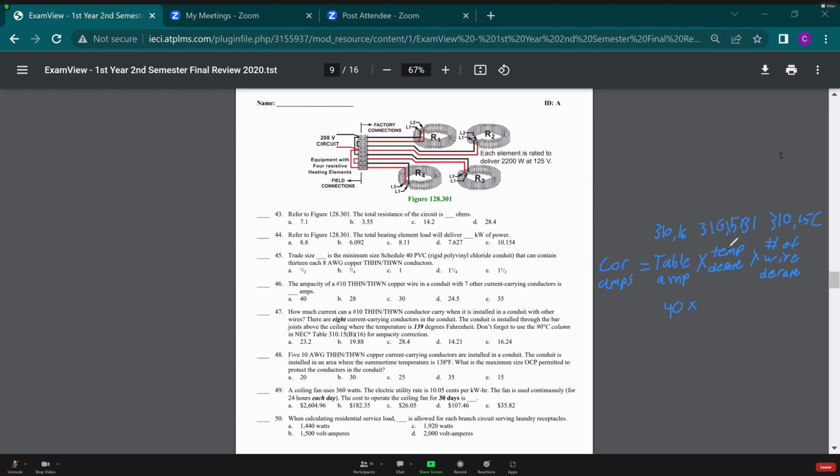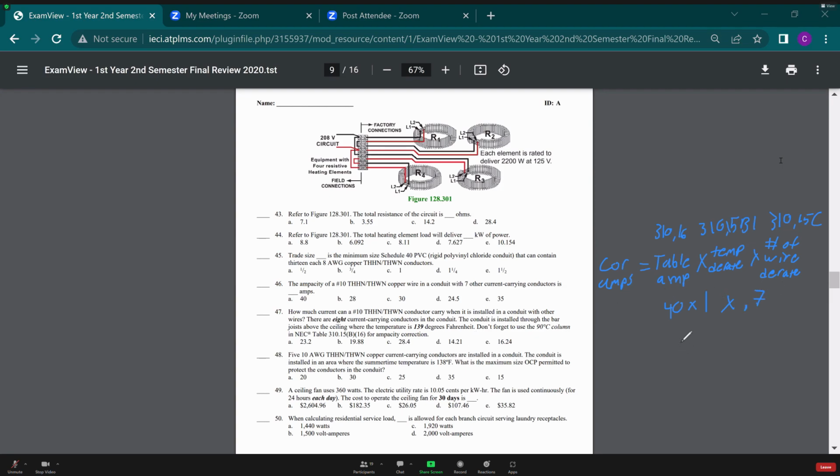Now, if we look at our next criteria, temperature derate, they don't give us temperature, so we're just going to put 1. If they don't give us anything, we just put a 1 in there. It doesn't change the answer, but it makes sure that we account for it. Now, if we look at 310.15 C, the number of wire derations, if it's over 3, then we have to go off the table. 4 to 6 is 0.8, an 80% derate. And 7 through 9 is a 70% derate, 0.7.